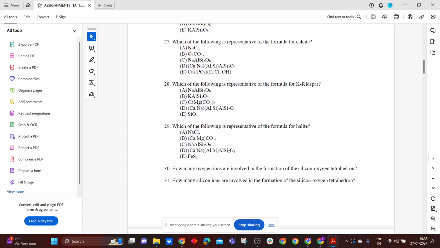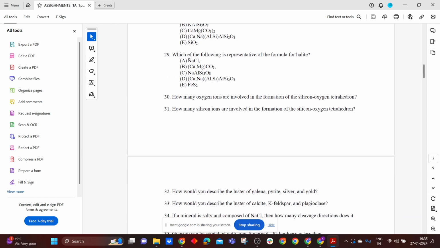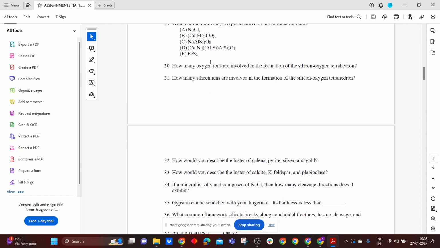And for calcite, it is very easy. What will be the answer? CaCO3. Yes, yes, yes. And for K-feldspar, what will be the answer, guys? KAlSi3O8. Very good, very good. And for halite, what will be the answer? NaCl. Yes.